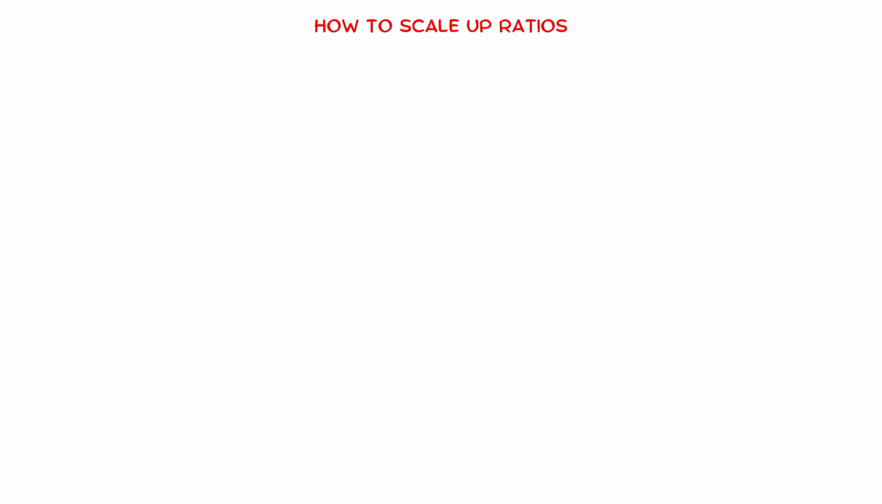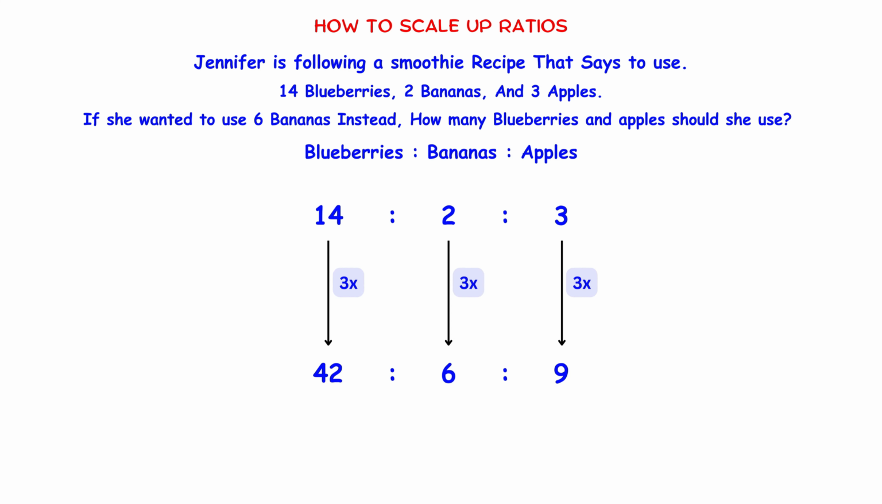Before wrapping up, let's look at a slightly more complex example involving 3 quantities. Suppose Jennifer is following a smoothie recipe that calls for 14 blueberries, 2 bananas, and 3 apples. If she wants to use 6 bananas instead of 2, how many blueberries and apples should she use? This scenario is different because it involves 3 items, but the method remains the same. First, we write out the ingredients and their original amounts, giving us a ratio of 14 to 2 to 3 for blueberries, bananas, and apples respectively.